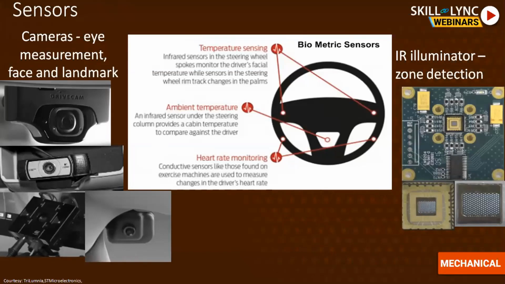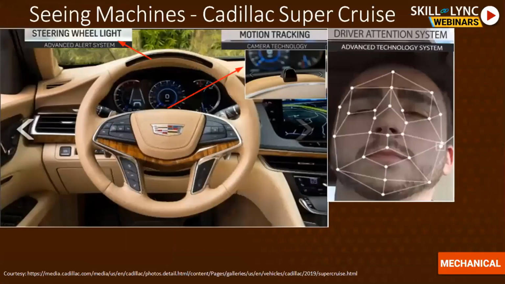I left out the steering wheel sensors, but we all know that those sensors have been there for a long time, and they are primarily focused on getting the steering wheel angle and other data. For the state-of-the-art technology, I picked up three of the OEMs. The first one here I have is the Cadillac Super Cruise with Seeing Machines technology.